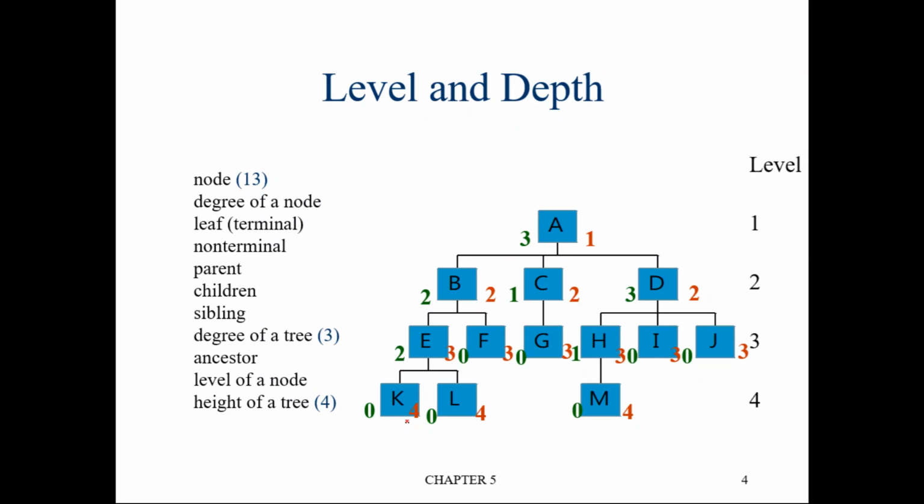Okay, for example, here the bottommost leaf is available at which level? 4th level. Okay, there is no more level below 4. Right. So from here, at what level is the root node available? Okay, that is called the height of the tree.